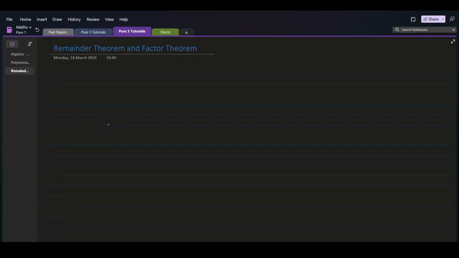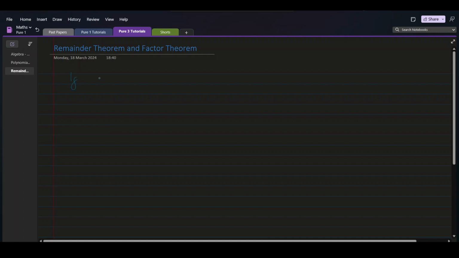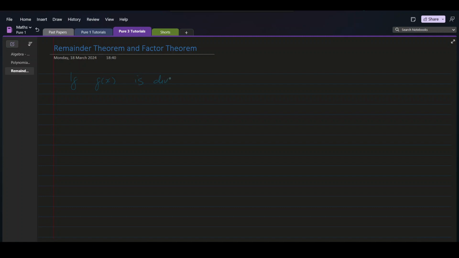So the remainder theorem states that if a function f of x is divided by x minus a, then the remainder is f of a. So if f of x is divided by x minus a, then the remainder is f of a. We'll look at this in more detail when we look at a past paper example.